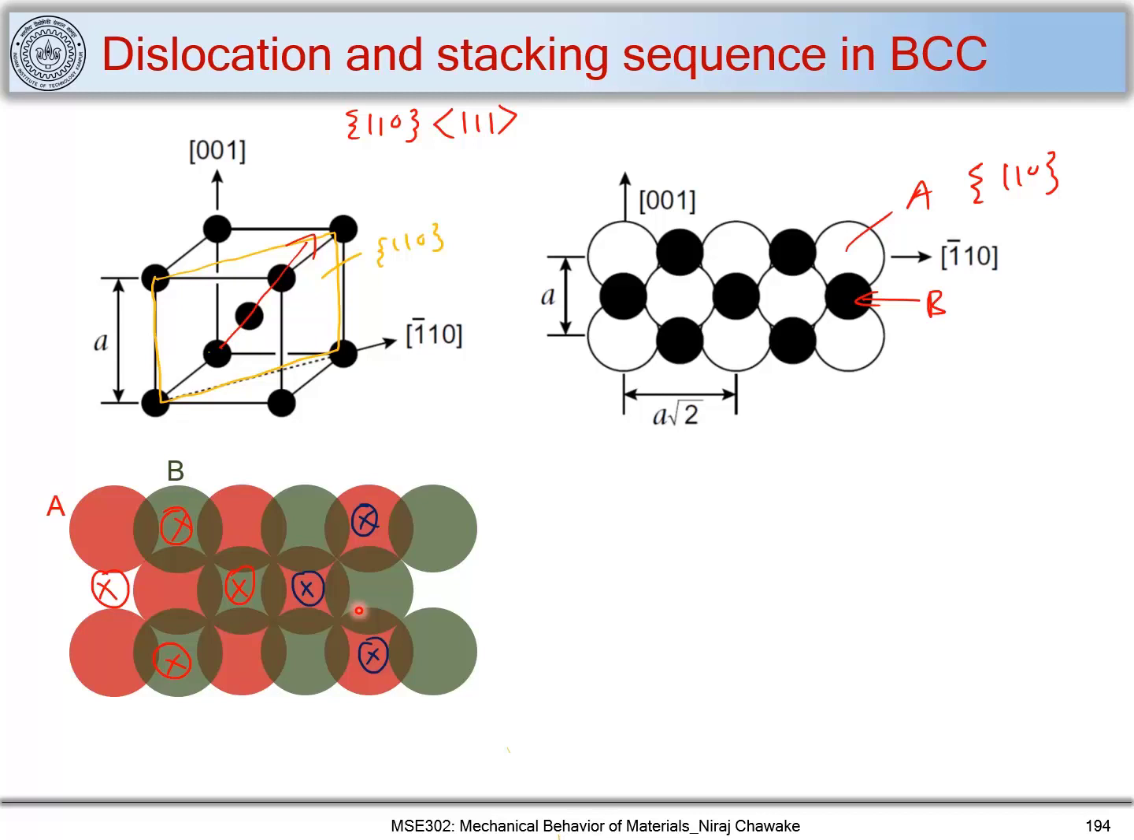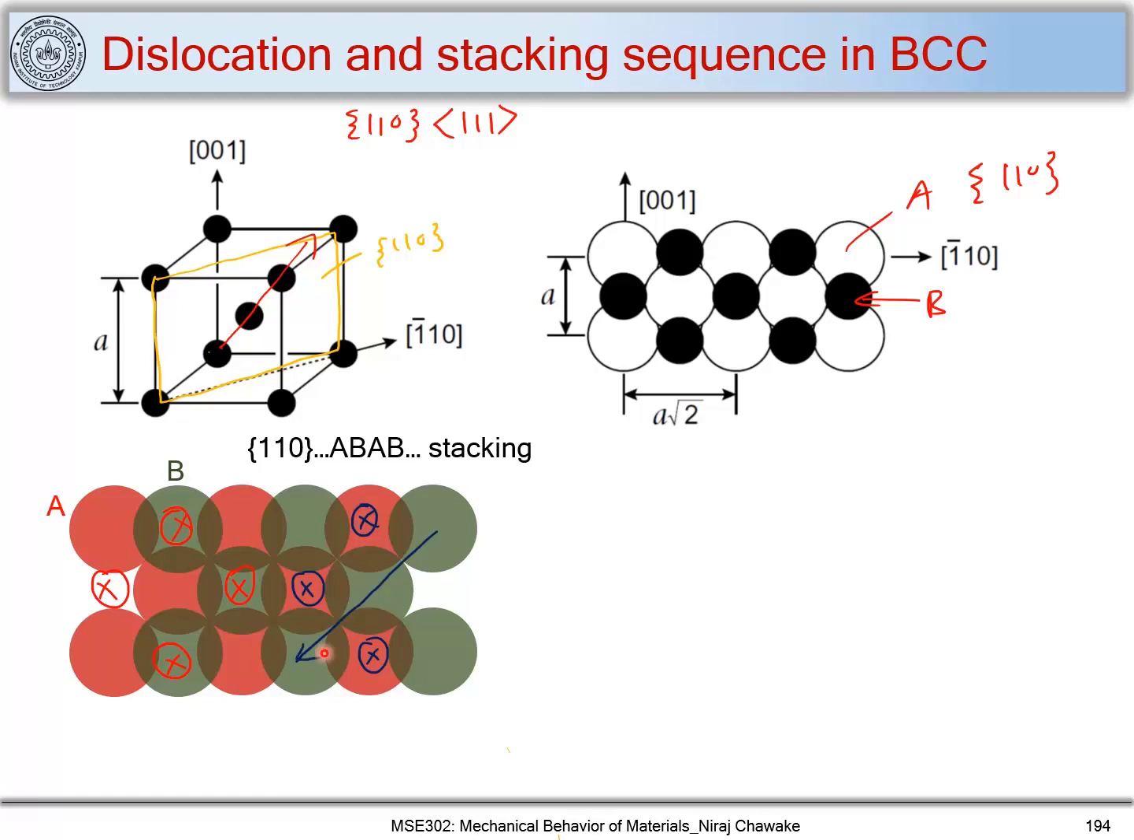So when I talk about a BCC structure and when I talk about {110} type of planes, what kind of stacking do we have? We have AB-AB kind of stacking. And thus this stacking makes a BCC structure. Now what is the slip direction? Let us mark that slip direction on this schematic here. So you have a slip direction along this way. So let's mark that also. So this will be your slip direction.